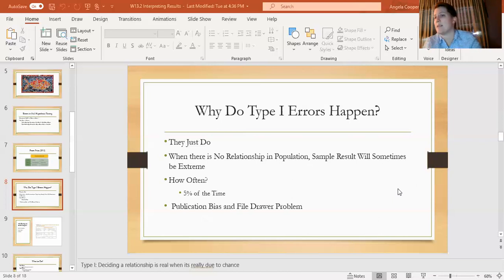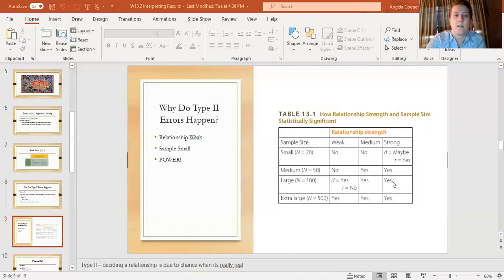The file drawer problem is the opposite, where we tend not to publish the results that are not statistically significant. So you retain the null, no one knows about it because you're not publishing it. Journals are more likely to publish statistically significant results as opposed to not. So why do type 2 errors happen?